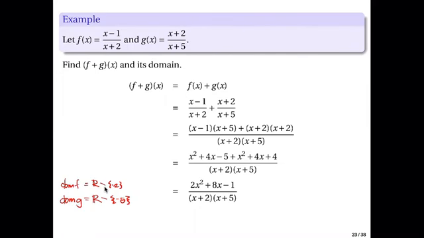So in here, let's draw that. For this one, you have your negative 2 here. You get all the real numbers except for negative 2. And then for this one, this is your negative 5 here. You get all the real numbers except for negative 5.